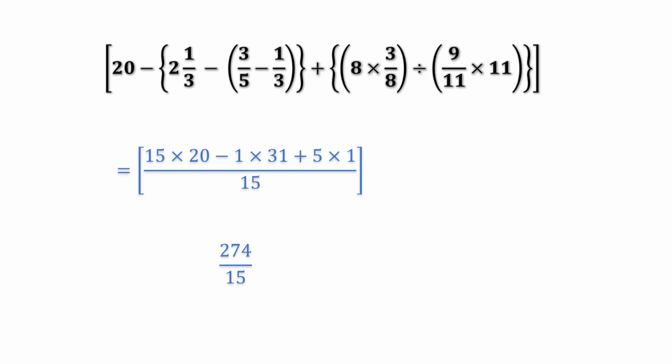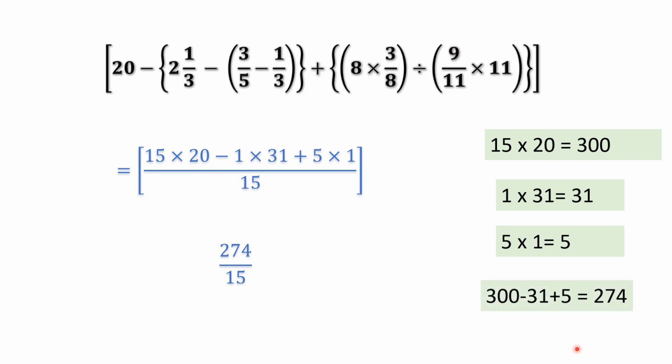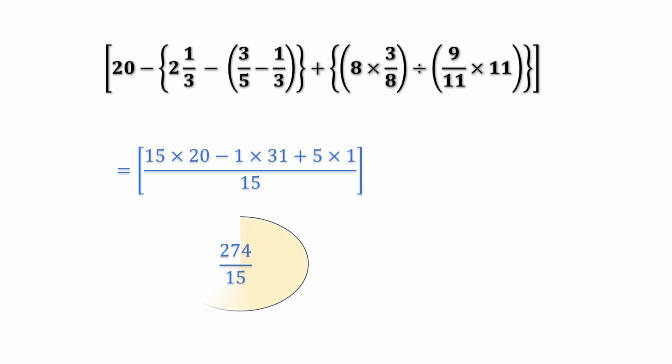What to do in the next step? We will just do the operations that are in the numerator. So 15 multiplied by 20 gives us 300. 1 multiplied by 31 gives us 31. 5 multiplied by 1 gives us 5. 300, then we have a minus sign. So we do 300 minus 31 plus 5. That gives us 274 by 15. Hence, we get 274 by 15 as the answer.